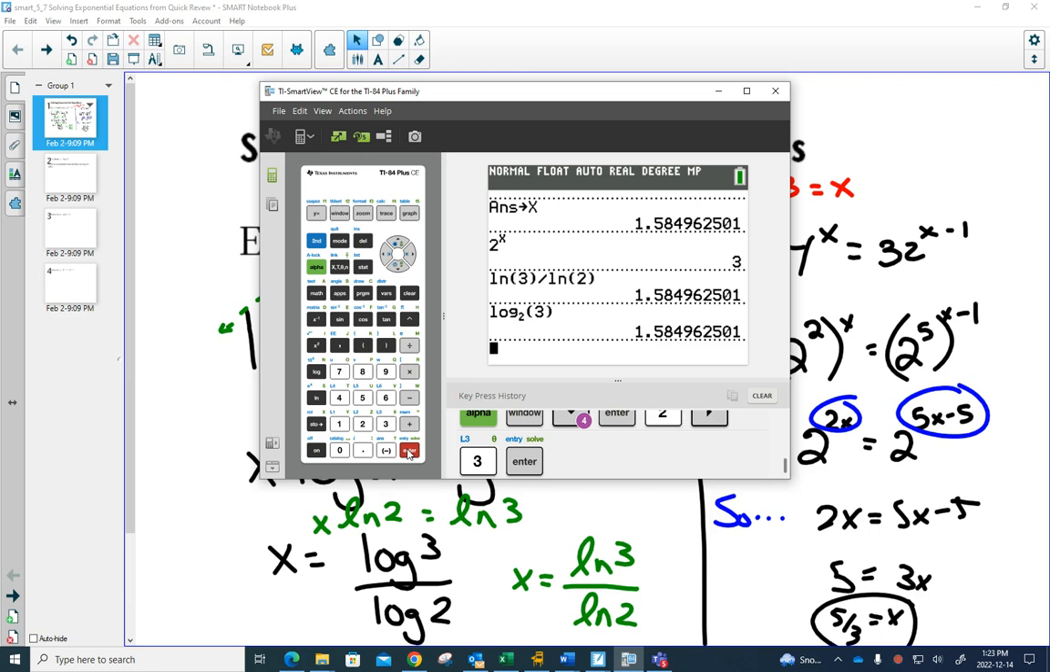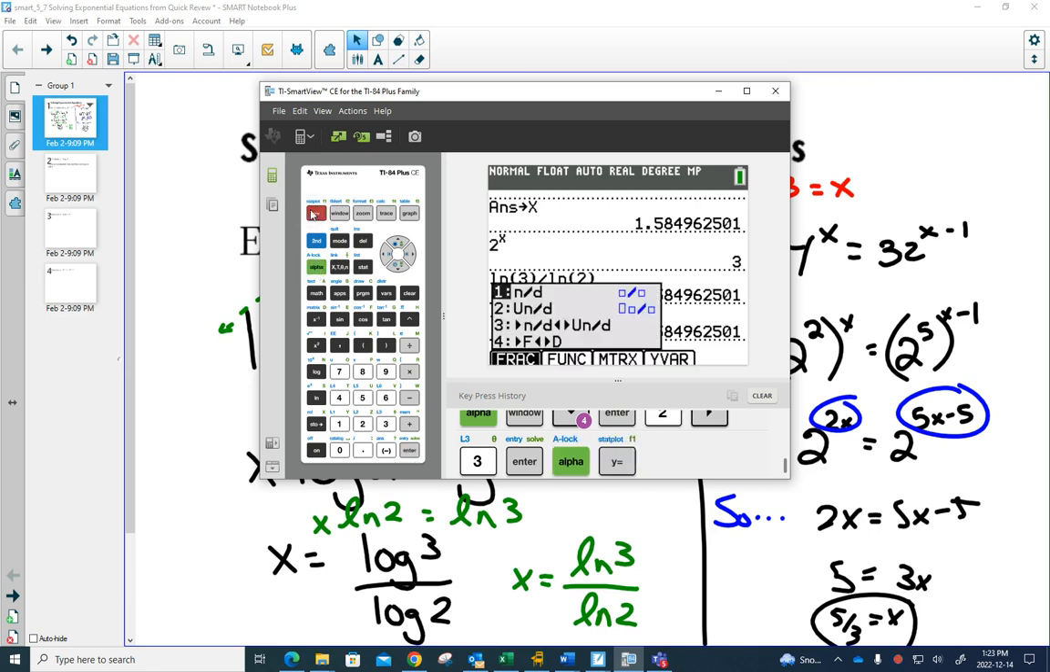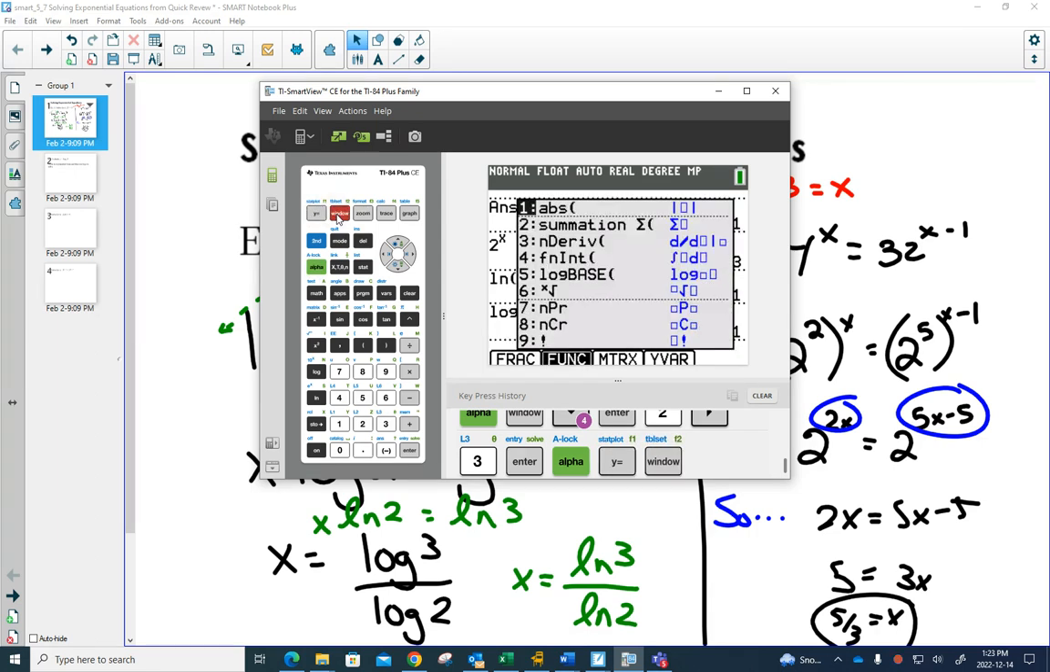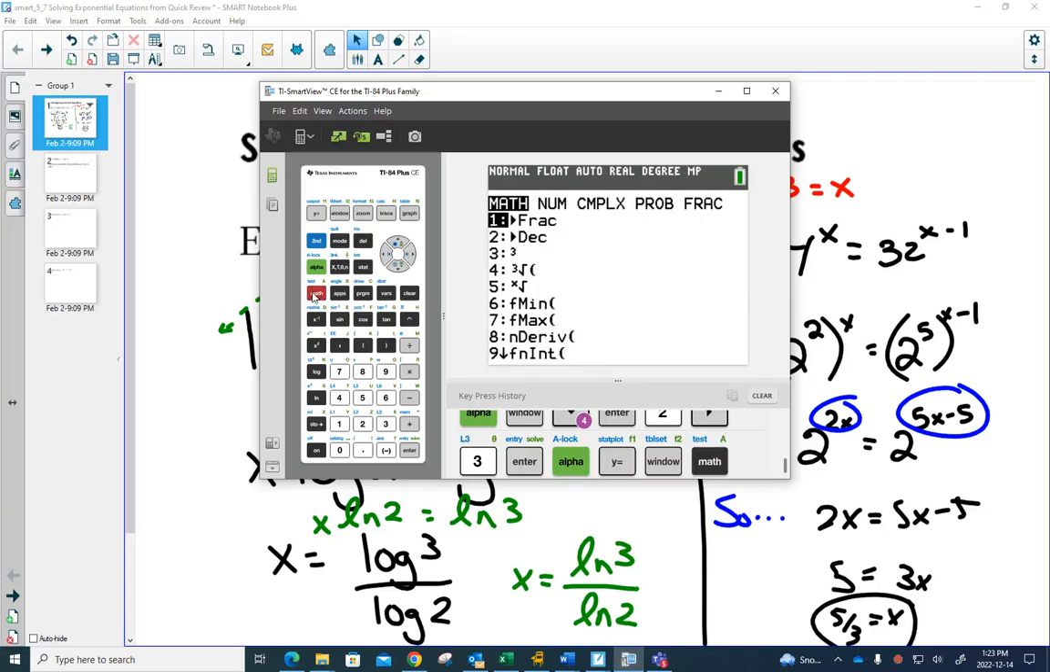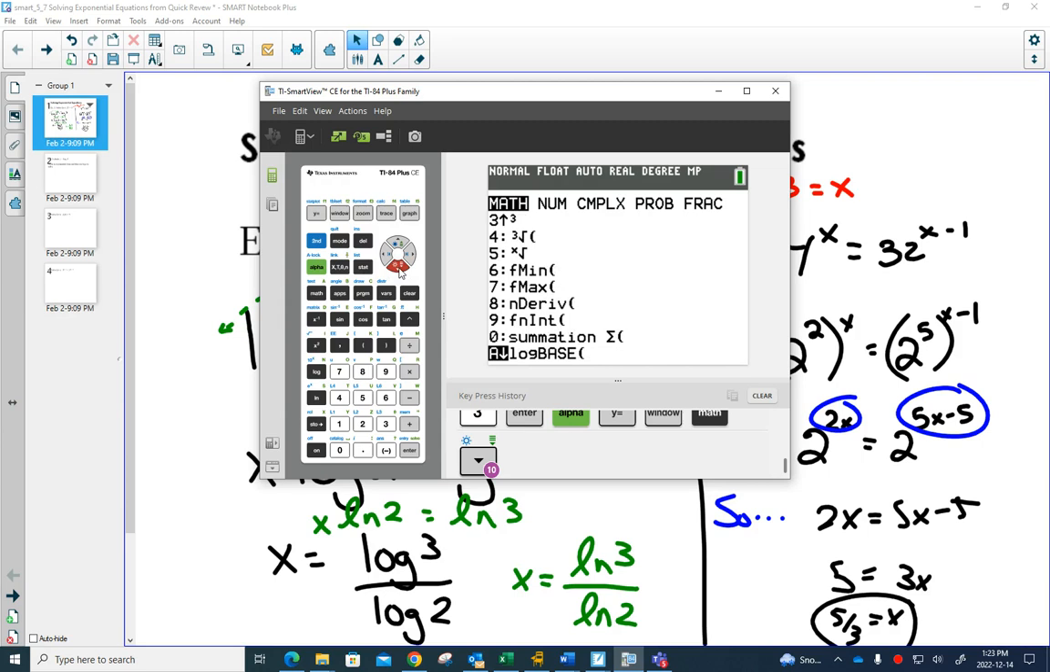To find the log base, if you have the fraction button by doing alpha y equals, you can move over to the window and it has a log base. The log base, if you have it, is also located in the math button, but past number 9, so you don't see it right away, but it's available on your calculator. If you have the TI-83, it will not be on there. Then you have to do it the other way. So the TI-84, if you've got the updated system, will have it.